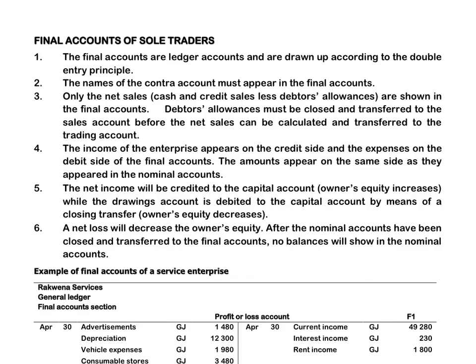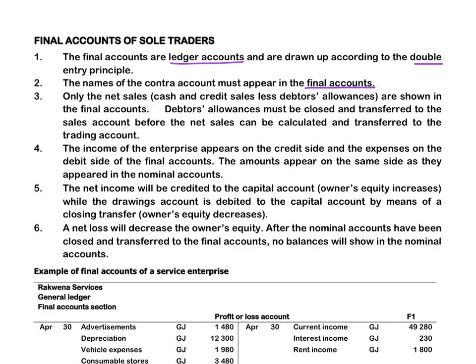Good morning. We will pay attention to the final accounts of sole traders. We will pay attention to the final accounts of a service enterprise and then on the final accounts of a trading enterprise. The final accounts are normal ledger accounts, so it's T accounts drawn up according to the double entry principle. The income and expenses accounts are closed off at the end of the year and transferred to this final accounts. The names of the contra accounts must appear in the final account.